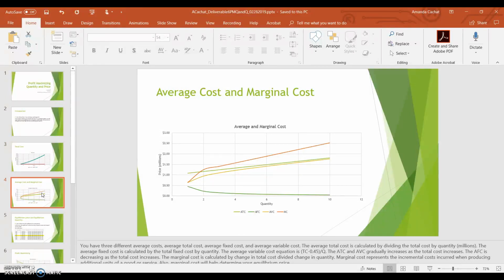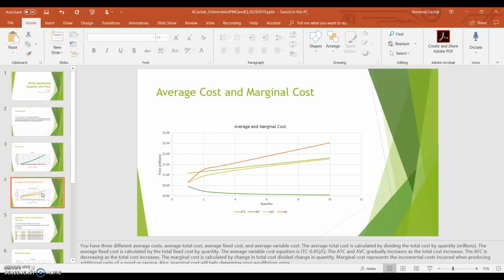Next, we're going to talk about average cost and marginal cost. So you have three different average costs: average total cost, average fixed cost, and average variable cost. The average total cost is calculated by dividing the total cost by quantity, in millions here. The average fixed cost is calculated by the total fixed cost by quantity, the average variable cost is parentheses TC minus 0.45 parentheses closed divided by quantity.